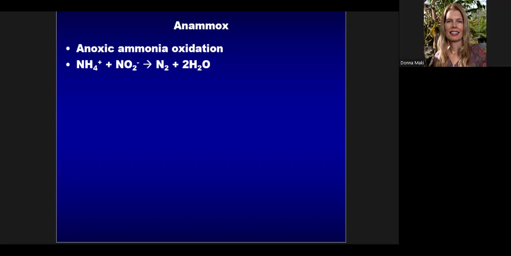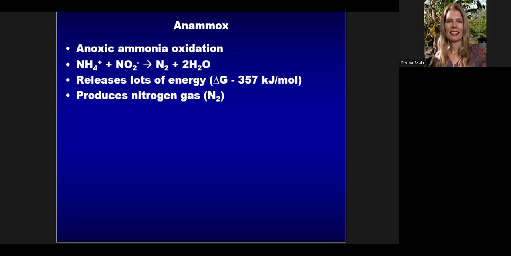Well, not very many microbes can do this. If they can, though, it's a big payoff. So, free energy of negative 357 kilojoules per mole. What do you need for ATP? Negative 32. So that's a lot of ATP you're getting from that one reaction.